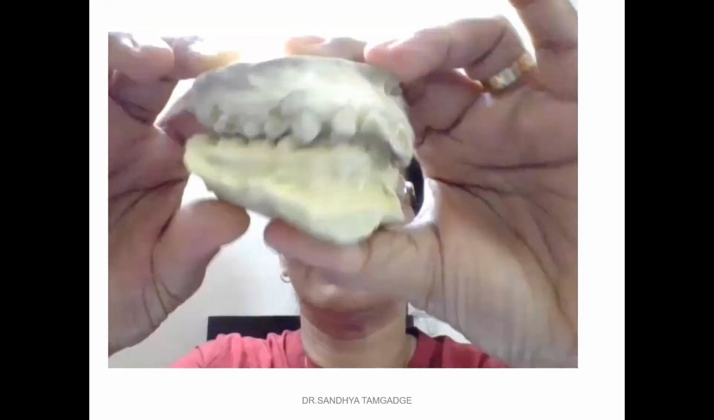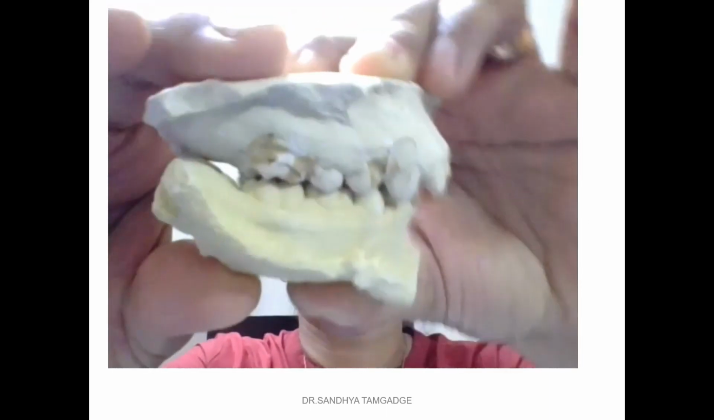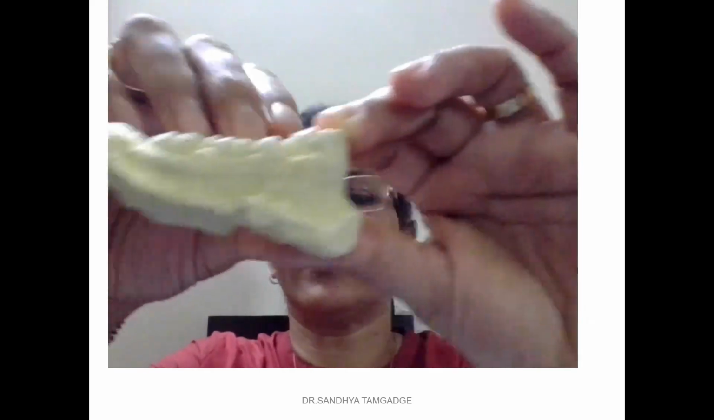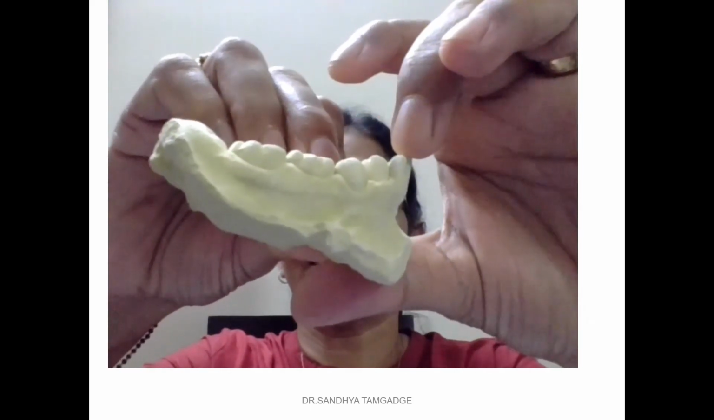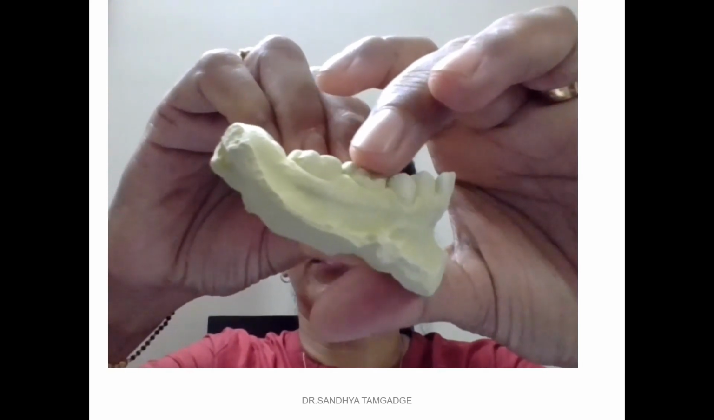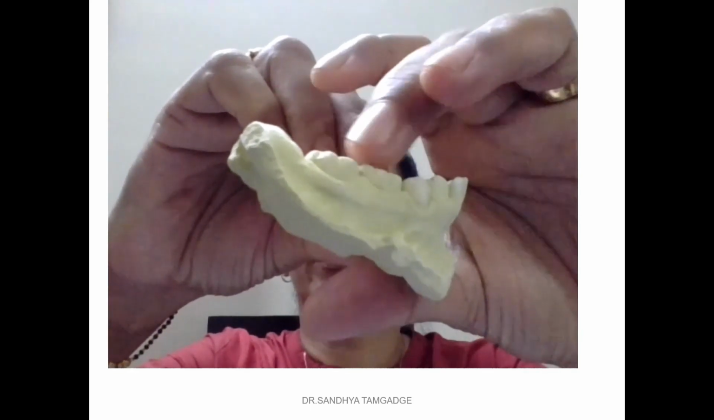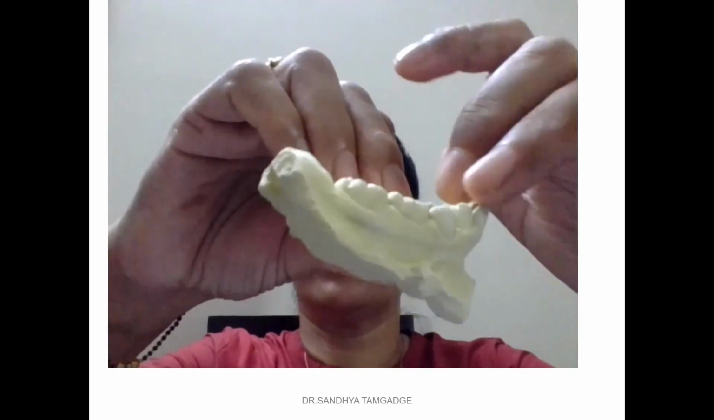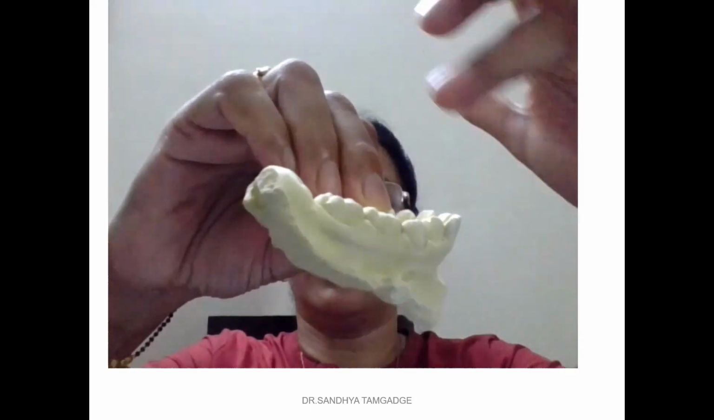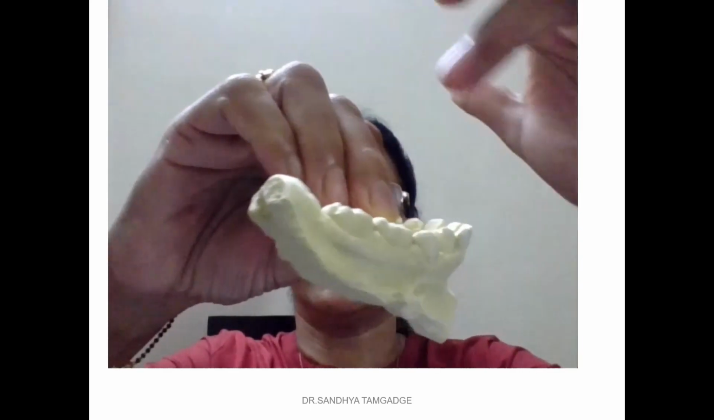So this is basically a curve of Spee. This is incisors, and if I follow the incisor edge, buccal cusp of molar and premolar and extend beyond, it will form a curvature. So our teeth are arranged along the imaginary curvature.